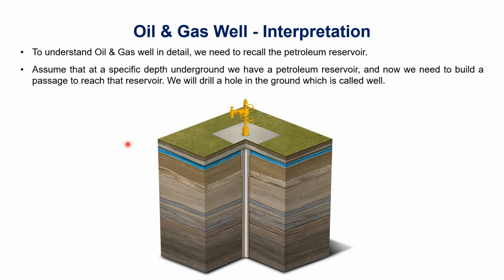Now let's read this statement. Assume that at a specific depth underground we have a petroleum reservoir, and now we need to build a passage to reach that reservoir. We will drill a hole in the ground which is called well. So if I summarize my discussion up till now, a well is basically a hole in the ground to bring the oil and gas from the subsurface to the surface.